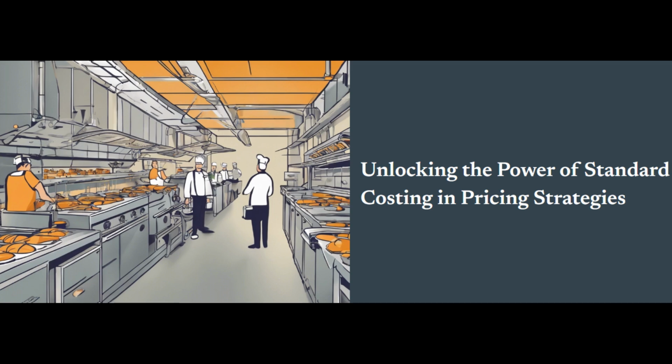Imagine a clothing retailer with a diverse product line, ranging from basic t-shirts to high-end evening gowns. By analyzing the standard costs for each product category, the retailer can identify the most profitable items and price them accordingly, while also offering more competitive pricing on the lower margin products to attract customers and drive sales.